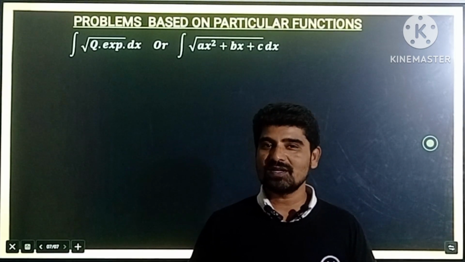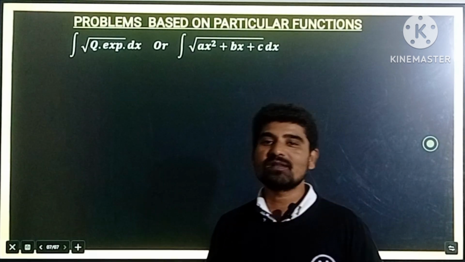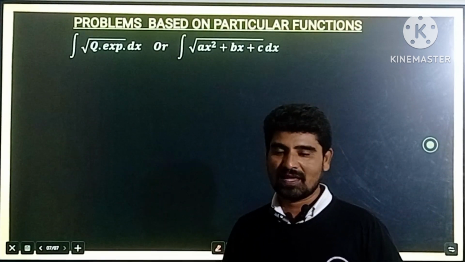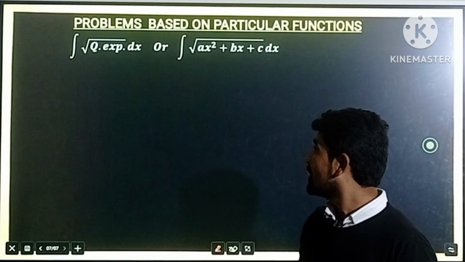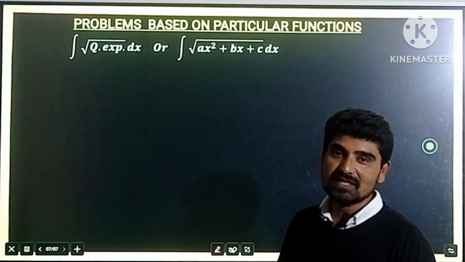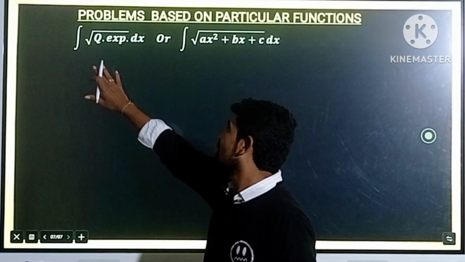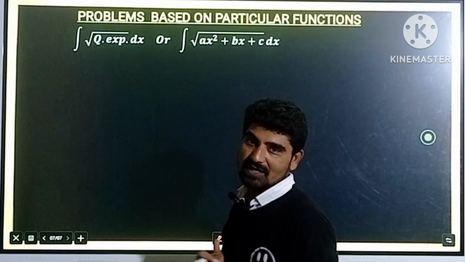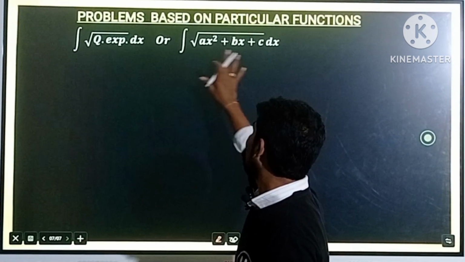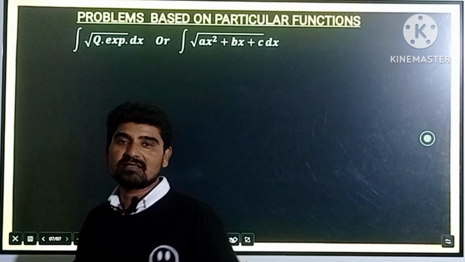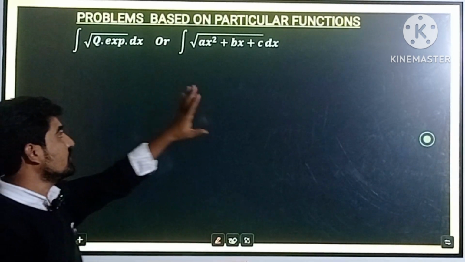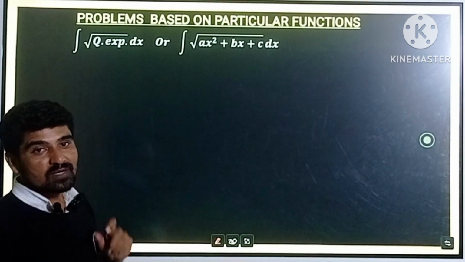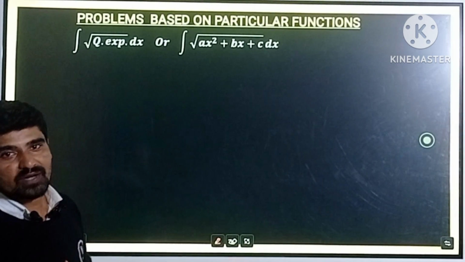In my previous video, we learned how to solve the problems based on the first two particular functions. In this video, I am going to discuss the problems based on the third particular function, that is, integration of square root of a quadratic expression, or integration of square root of ax square plus bx plus c with respect to x. As you know, this particular function form has three subformats.